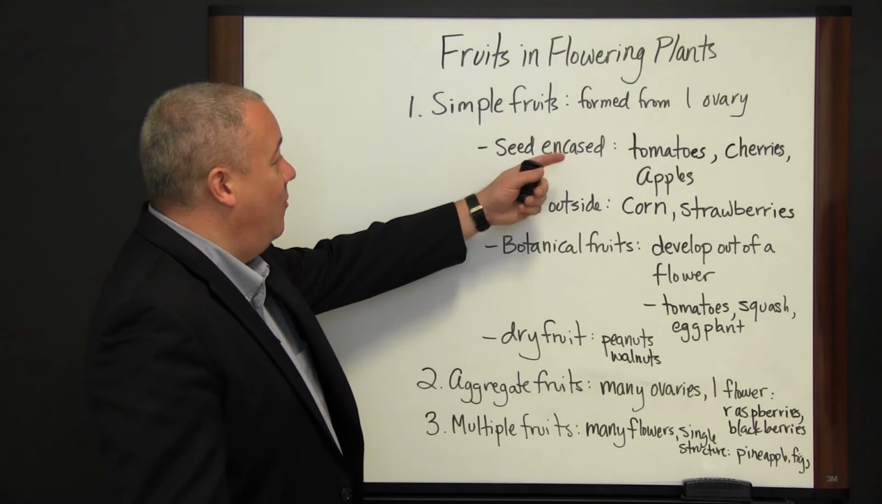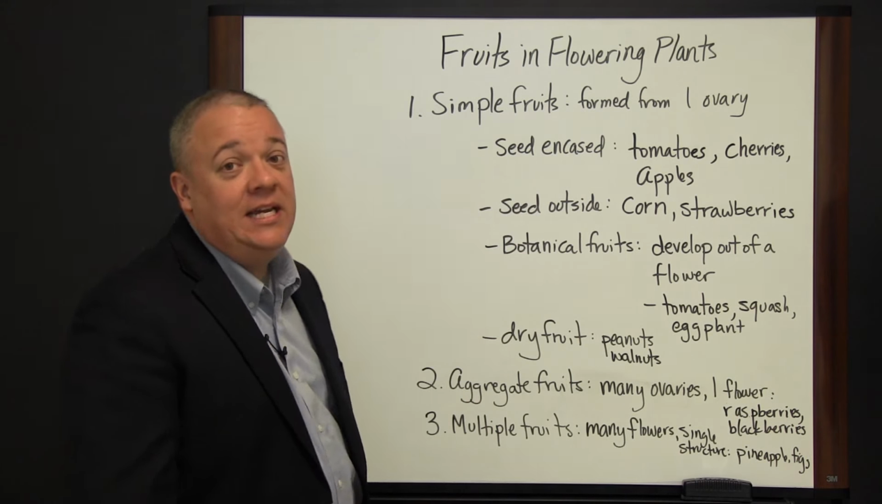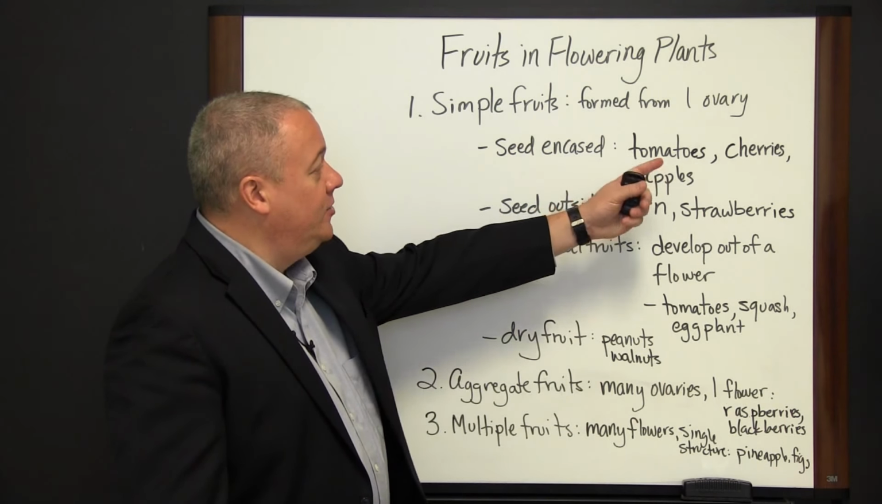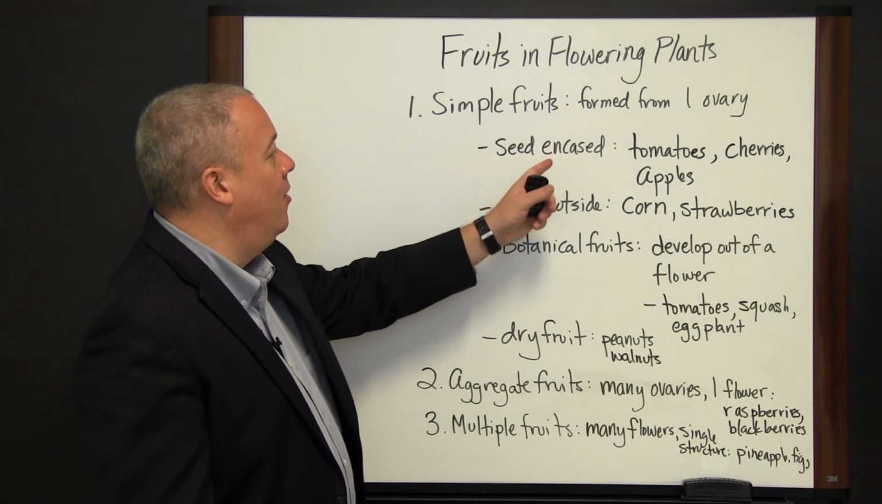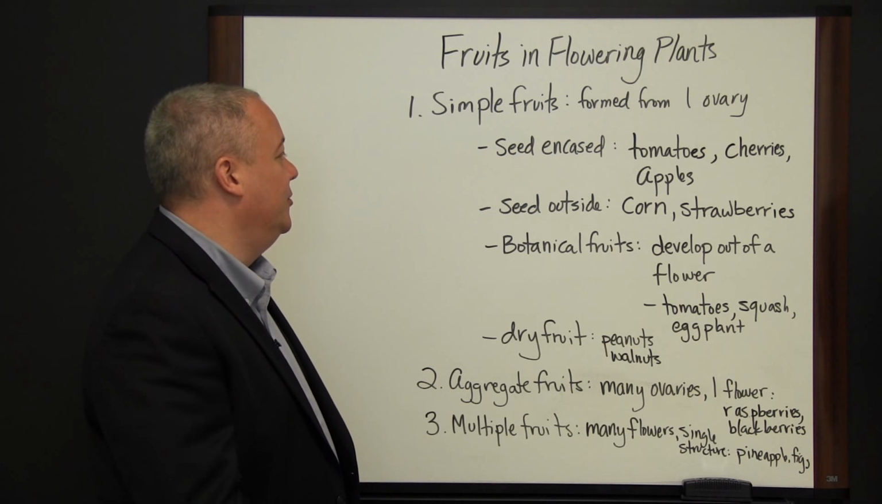Within that category of simple fruits from one ovary, you can have the seed, the mature seed, encased by the fruit. Things like tomatoes, cherries, and apples are examples of simple fruits, one ovary with the seed being encased, the mature seed encased by the fruit.